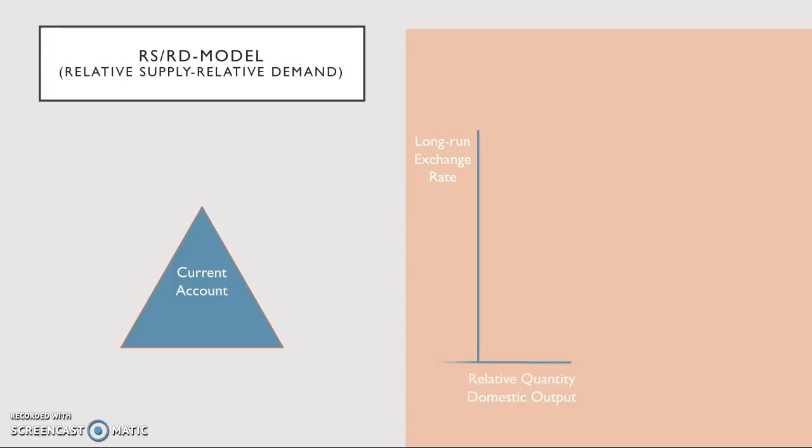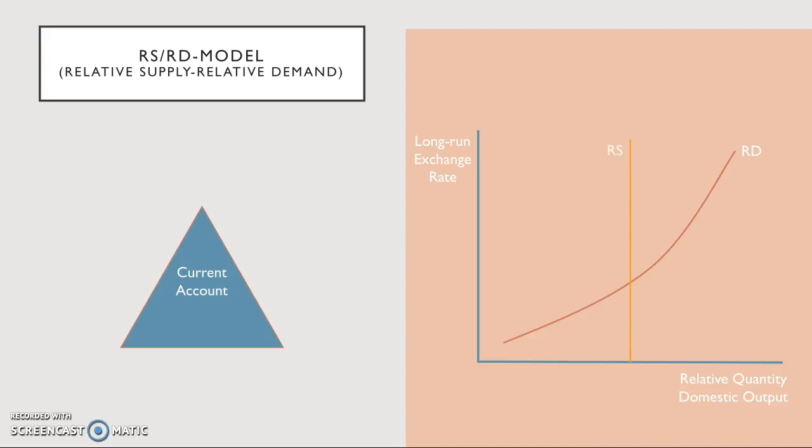It depicts the demand and supply of domestic output relative to that of the rest of the world. On the y-axis, we place the real long-run exchange rate of the country in question, and on the x-axis, the relative quantity of domestic output. The relative demand curve is upward sloping, since a higher exchange rate means that the pound is relatively cheaper compared to foreign currencies, and thus UK output-export is relatively cheaper compared to foreign output. Relative supply of output is assumed to be fixed and at full employment level.